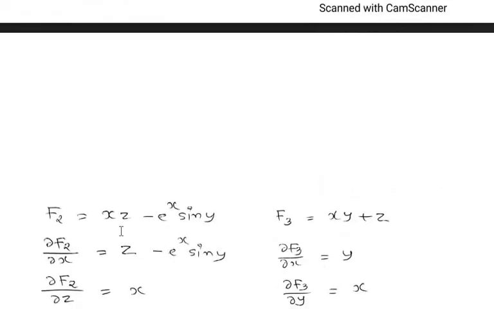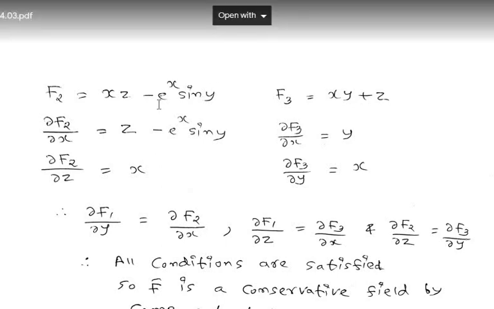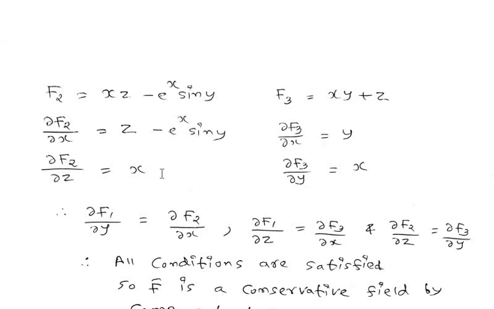Now for f2, that is xz minus e raised to x sin y, we have to find del f2 by del x and del f2 by del z. So del f2 by del x means the partial derivative of this function with respect to x. So z and y will be constant. The derivative of xz with respect to x is z, and the derivative of e raised to x is e raised to x, sin y is constant. Now the partial derivative of f2 with respect to z, so x and y will be constant. So x as it is, the derivative of z is 1, and this is a function of xy, so its derivative will be 0. So del f2 by del z is x.